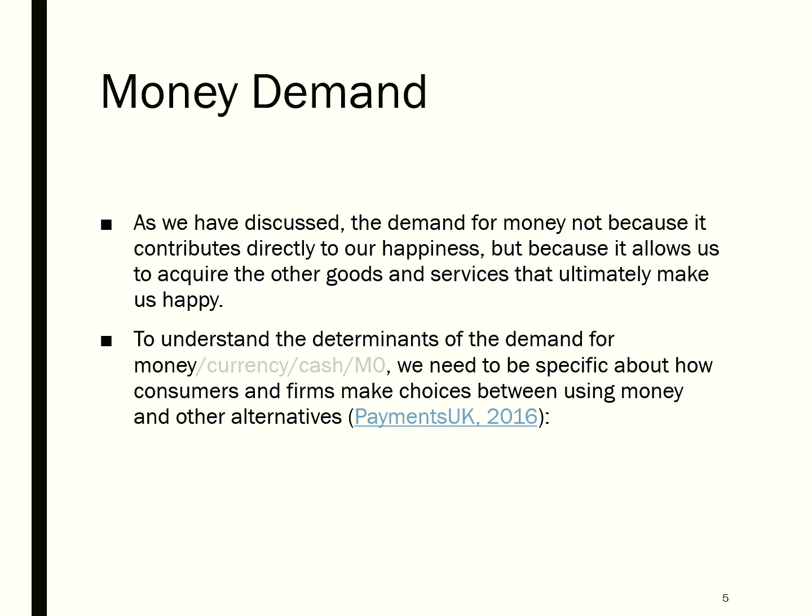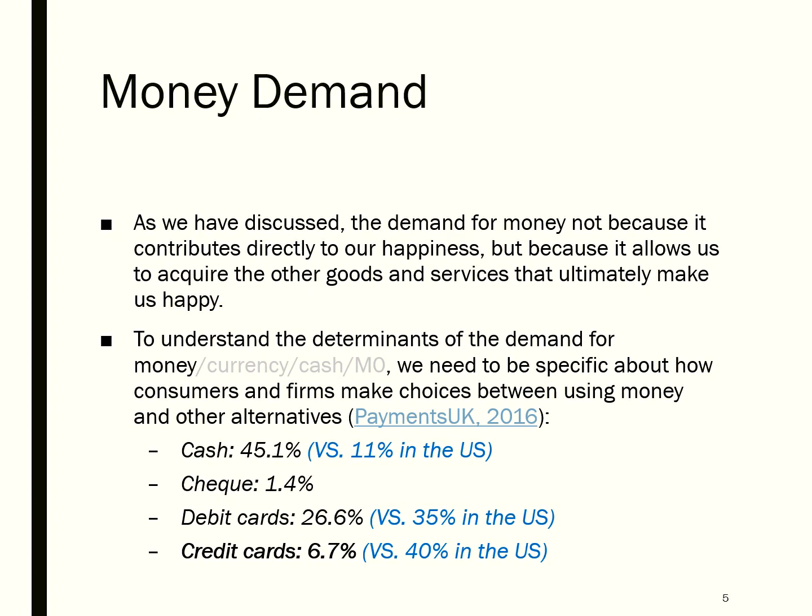Now let's look at some data collected by Payments UK back in 2016. Cash is the most popular way in the UK when people buy stuff in everyday life. It's 45.1%, back in 2016. Probably in 2020 or 2021, it is much lower because you don't want to touch anything that you don't have to in the coronavirus pandemic.